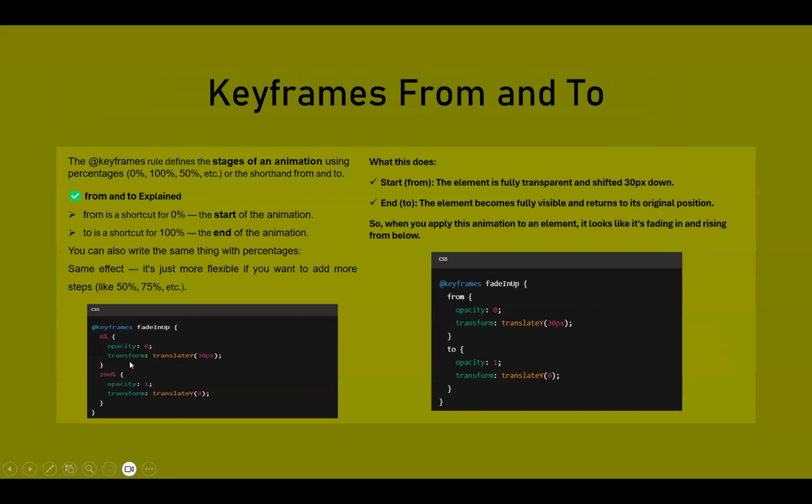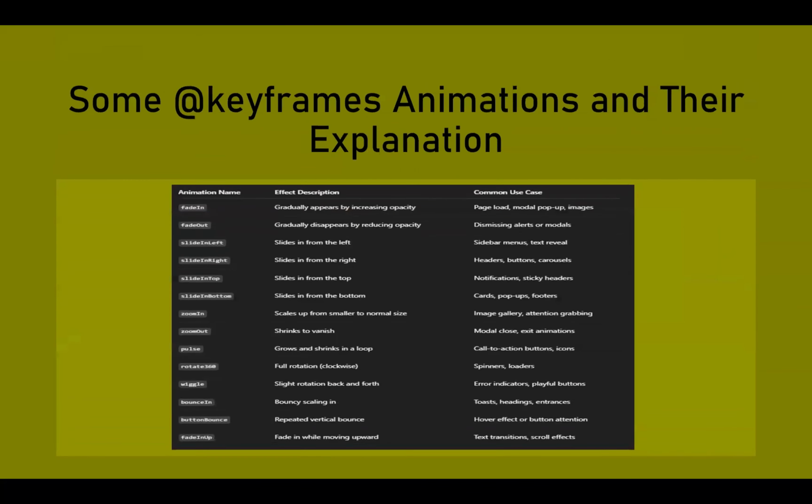But percentage gives you more flexibility because you can capture multiple frames, right? From and to, you can only capture the beginning and the end. But with percentage, you can capture it at different percentages, 0%. You can capture it in the middle, 50%. You can capture 0, 25, 50, 75, 100. So you can capture it in stages. But if you use from and to, you can only capture the beginning and the end. But that's basically from and to.